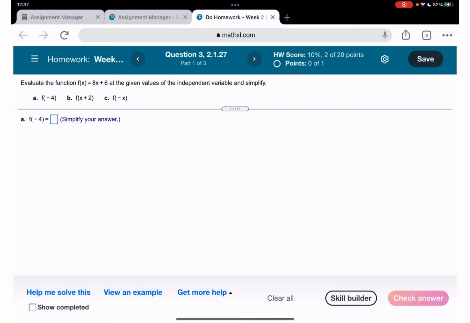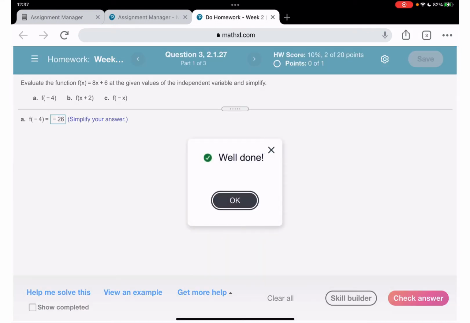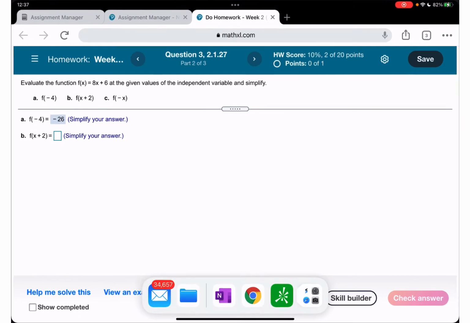Let's see. Where is that negative sign here? Okay, here it is, 26. Well done. So next we're going to do f of x plus 2.